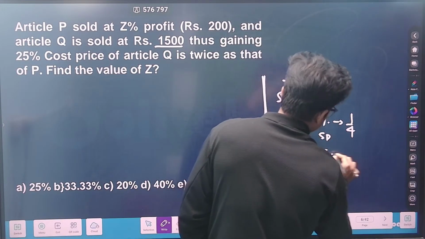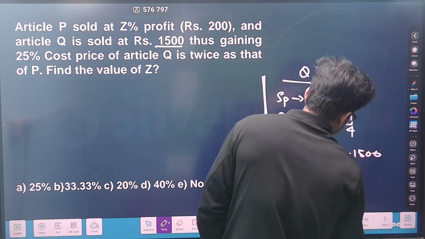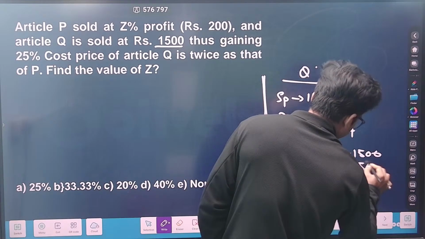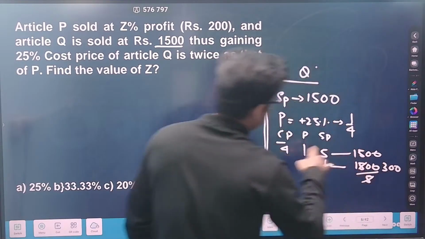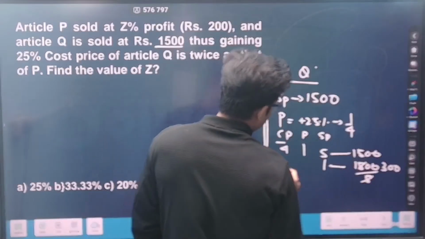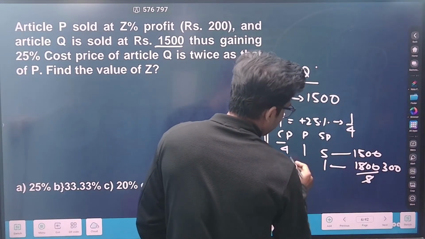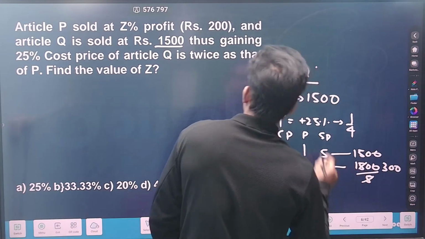So 5 belongs to 1500, isn't it? Yes. So 1 will belong to 1500 by 5, correct? Which is 300. 5 3s are 15, which is 300. If 1 is 300, then 4 will be what? Then my cost price would be 4 into 300, which is 1200, correct? I hope this makes sense.